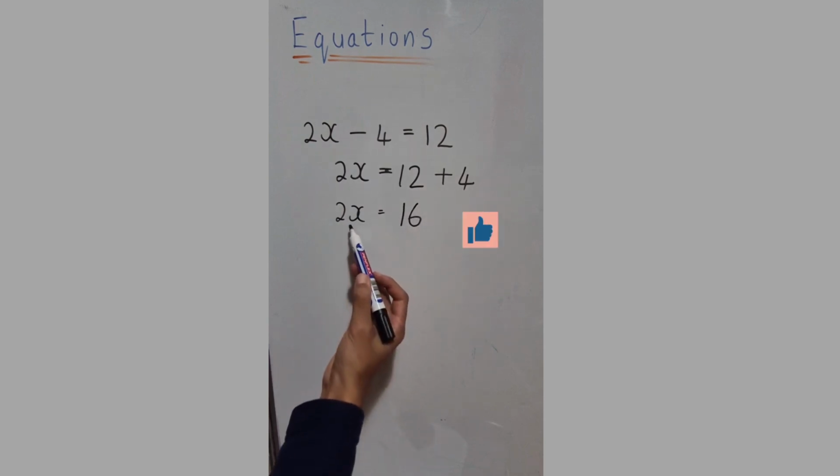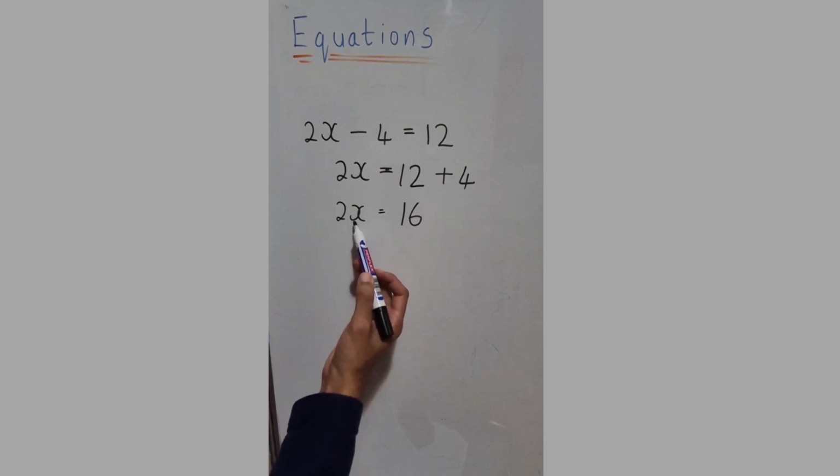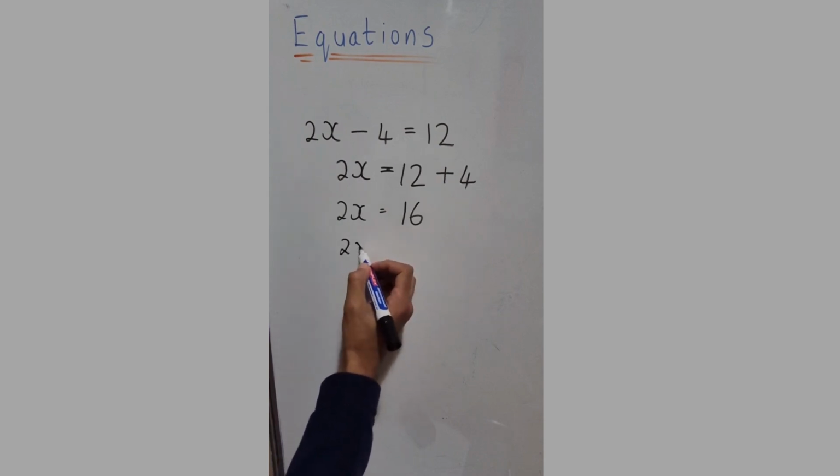Now, as you can see, x is still not on its own. Now, in order to get x on its own, we need to divide by the number in front of that x, and that number is 2. So we're going to say 2x divide by 2.